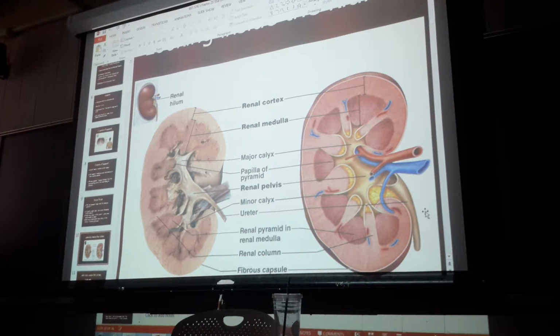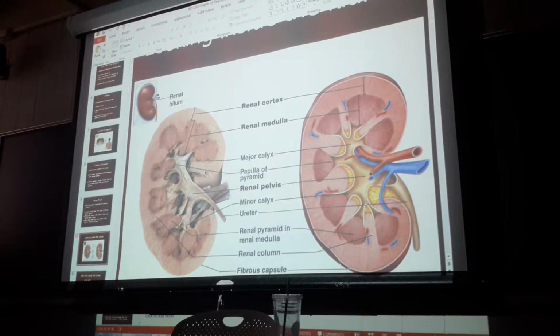The pyramids live in the renal medulla, yes. So the pyramid is entirely located in the medulla. The outer part is the cortex, the inner part is the medulla. So the pyramids are contained inside the renal medulla. Yes. What's the yellow things on the end of the column? Fat.